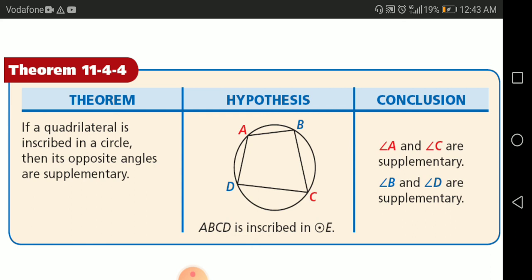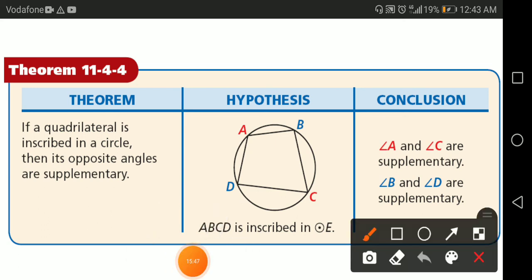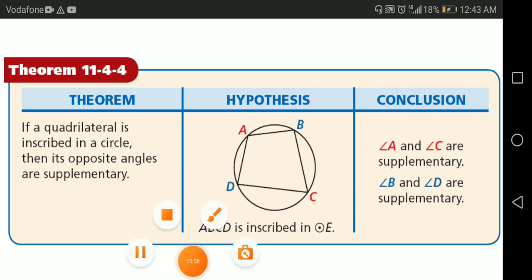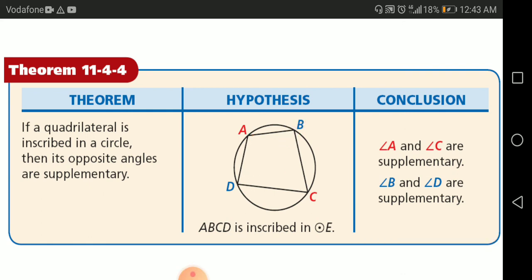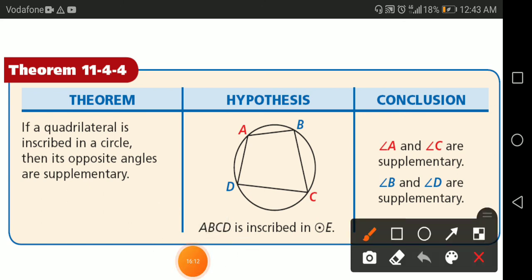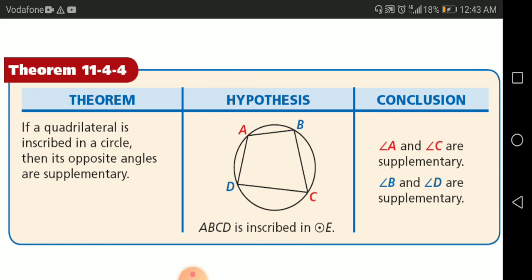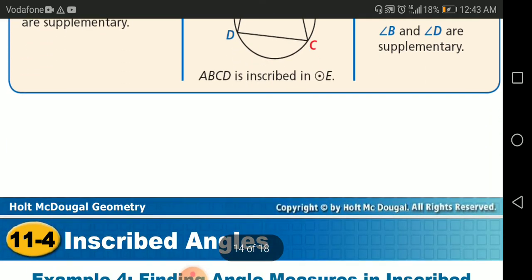Let's see. If a quadrilateral is inscribed in a circle, so you have a quadrilateral inside the circle, then its opposite angles are supplementary. So I have the opposite angles. This is very easy, guys. A and C are supplementary, which means their sum is 180 degrees. B and D, opposite angles, also have a sum of 180 degrees. Guys, ABCD is inscribed in this circle.